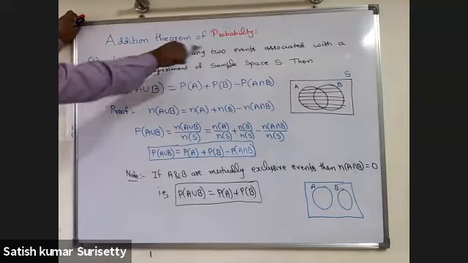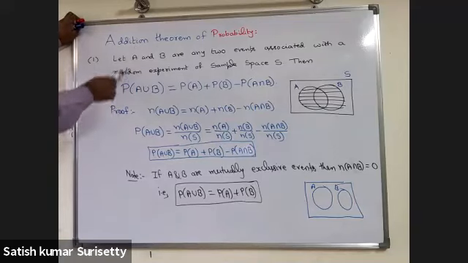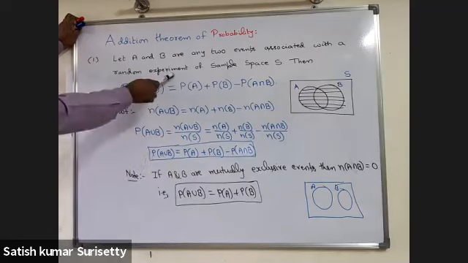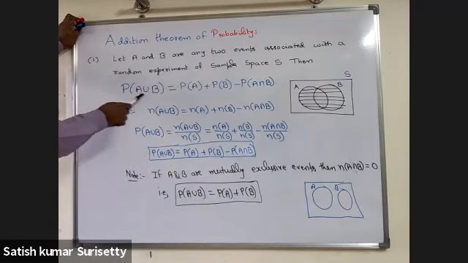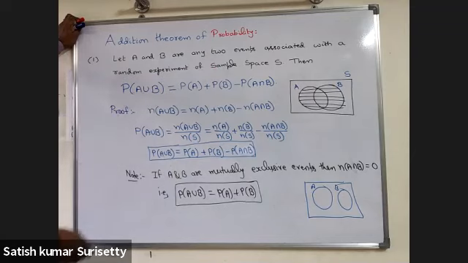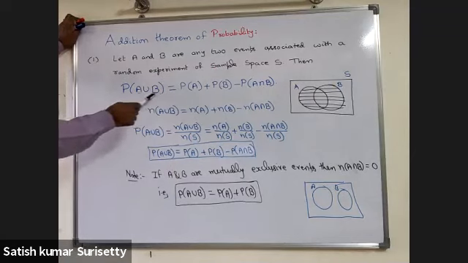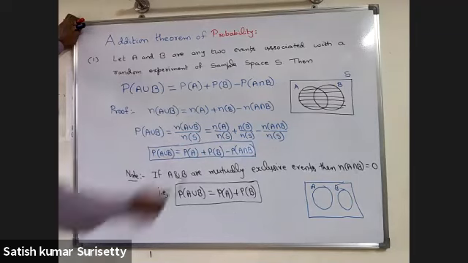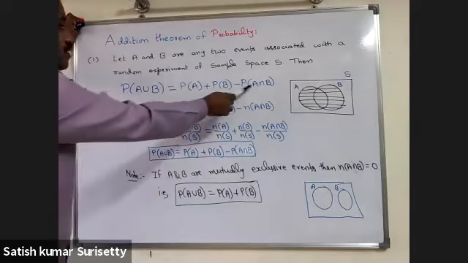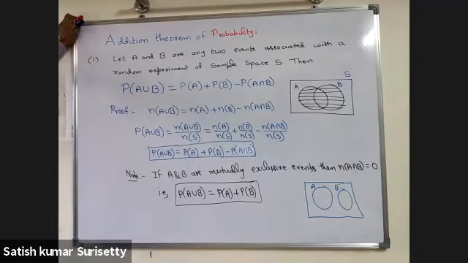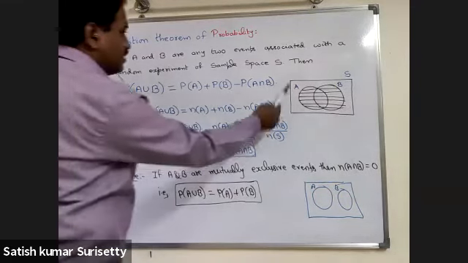So, the addition theorem of probability. Let A and B be any two events associated with a random experiment of sample space S. Then the probability of A union B, the verbal form being that at least one of the events occurs, is: probability of A union B equals probability of A plus probability of B minus probability of A intersection B. So in set notation, that is in the Venn diagram.